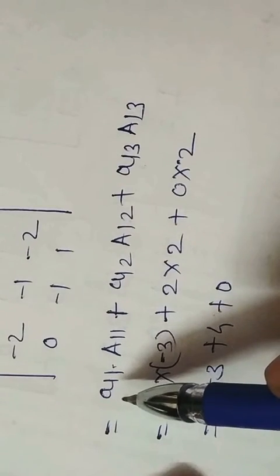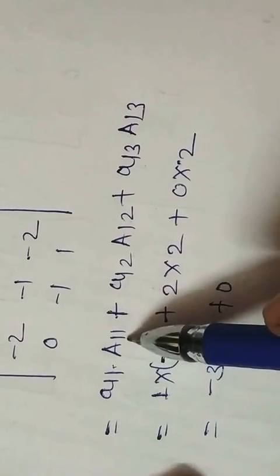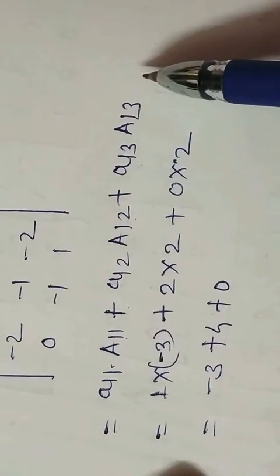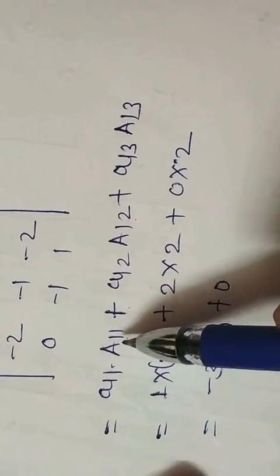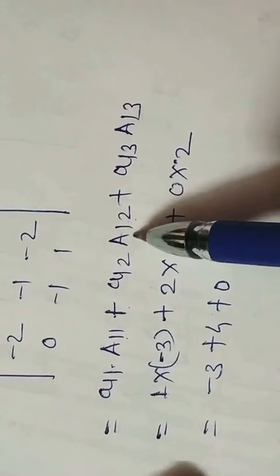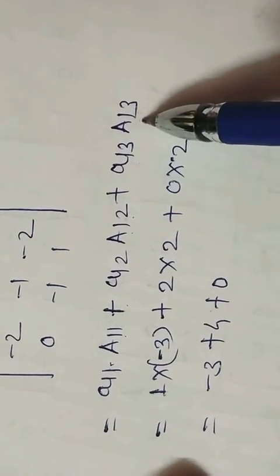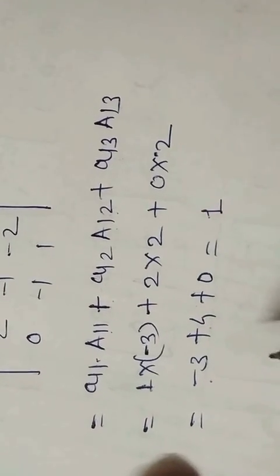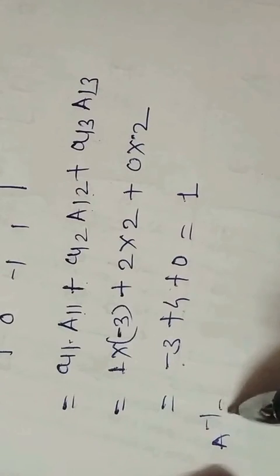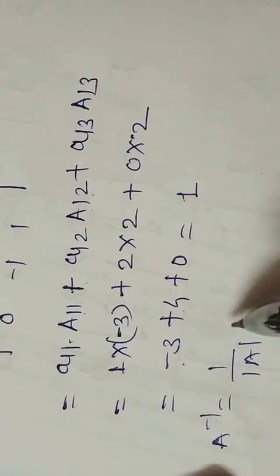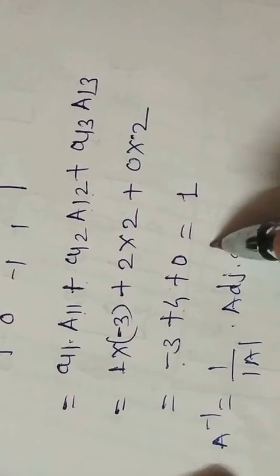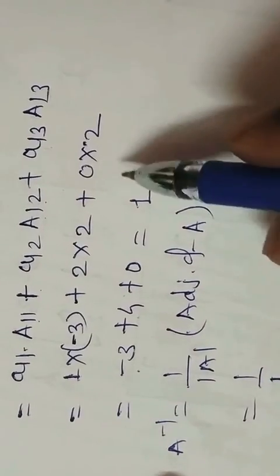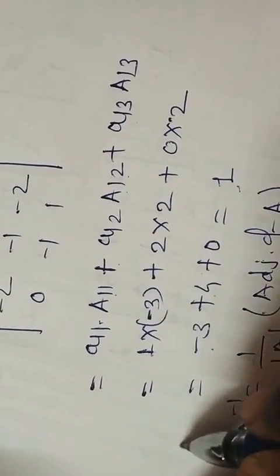Here with cofactors, it is a11 capital A11 plus a12 capital A12 plus a13 capital A13. When we take the minors, it is a11 M11, then a minus sign for a12 M12, then a plus sign for a13 M13. You must know how to find that. So minus 3 plus 4, this is then 1. Then you know the formula: A inverse is equal to 1 upon determinant of A into adjoint of A. So put the formula: 1 by 1, because the determinant is 1.